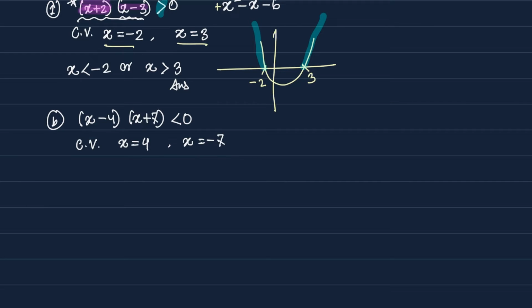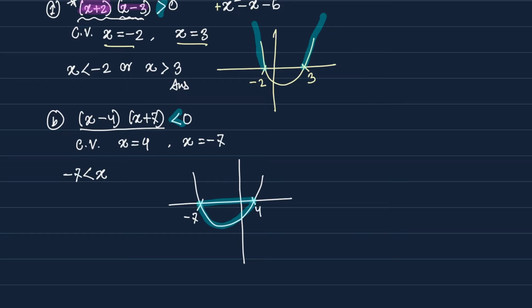You should be able to see mentally that if you expand this expression, the coefficient of x squared is again 1. It's a positive number, so it's a U-shaped graph. The U-shaped graph cuts the x-axis in 2 points, one is negative 7, and this one is 4. And the question asks us to find the range of x for which the expression is less than 0. So less than 0 is basically the part which is below the x-axis. So we will take from minus 7 to 4. So the range of value of x is greater than minus 7 and less than 4. That's our answer.